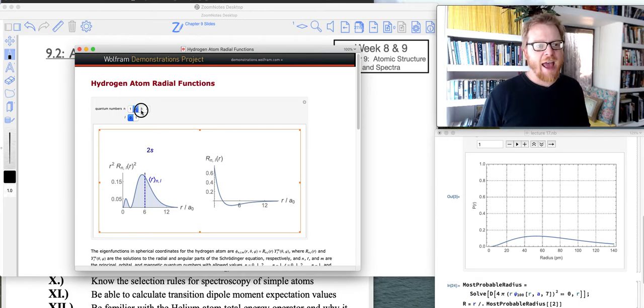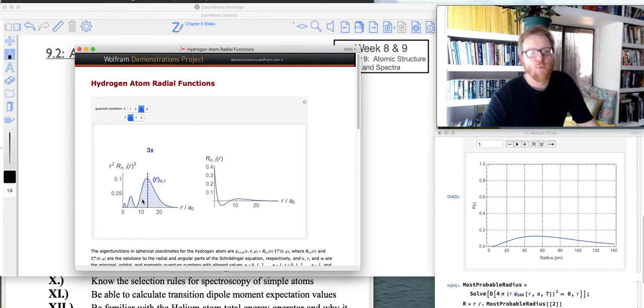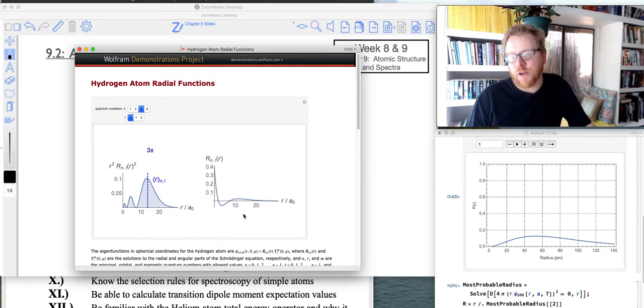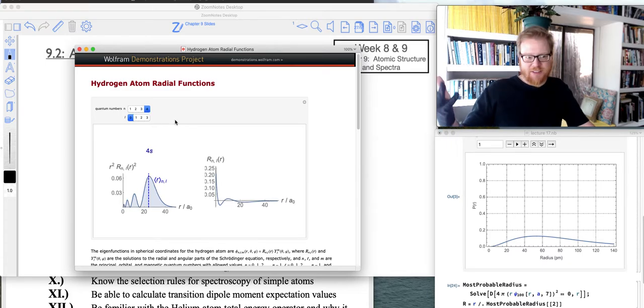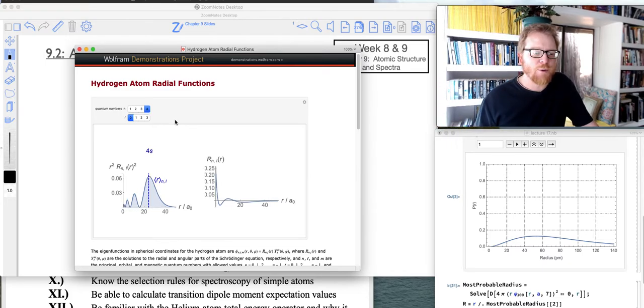If we look at 3s, we get a similar situation. Okay, so there's the radial, and it shows 2 nodes. And now what's kind of cool is the expectation value for 3s is becoming much closer to the most probable value for that third lobe. And again, that just has to do with the areas under the curves. Okay. And then 4s, we see something similar, okay, which is very cool.